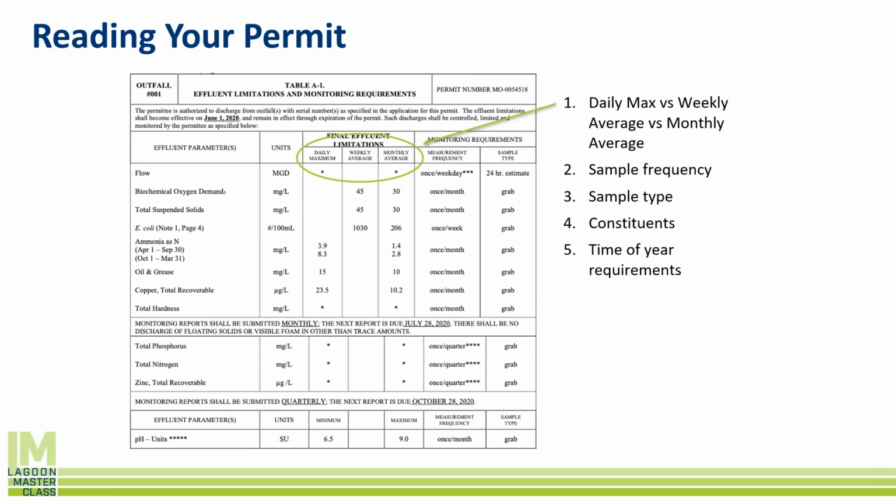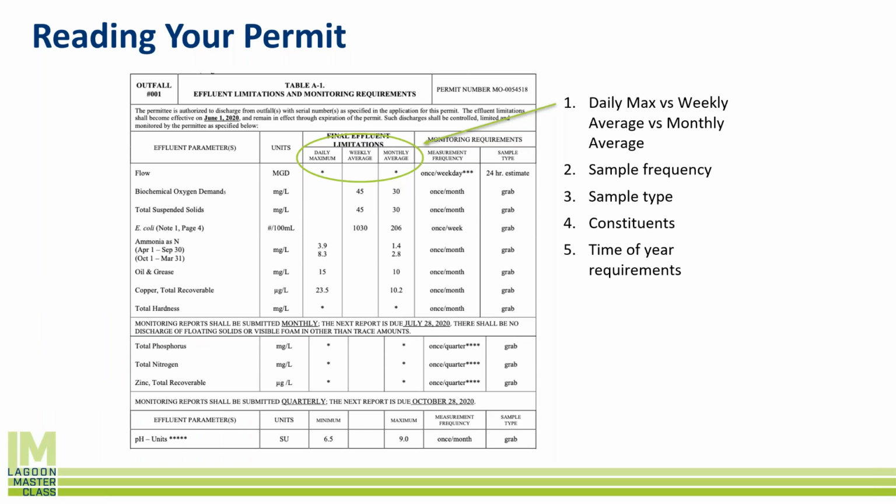So do we need to do that? When should we be sampling? Should I sample when it's storming? Should I sample after there's a big event in our town, things along those lines? How frequently should I sample? What type of sample should I get?